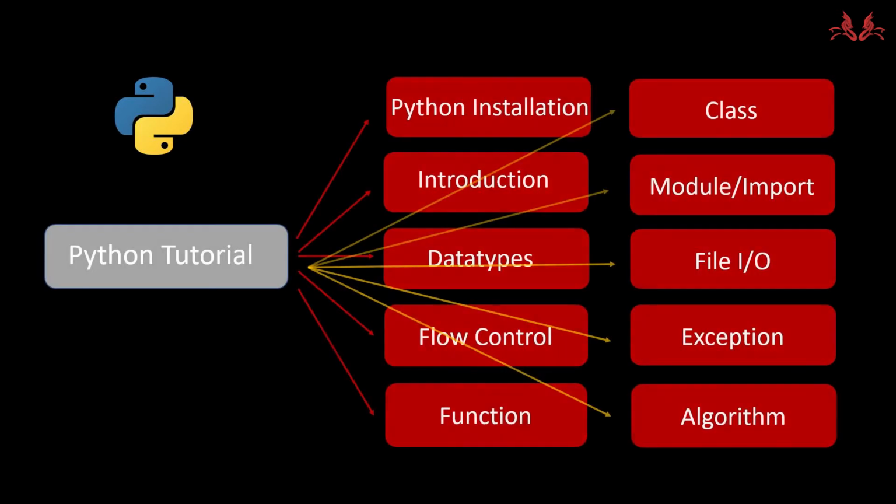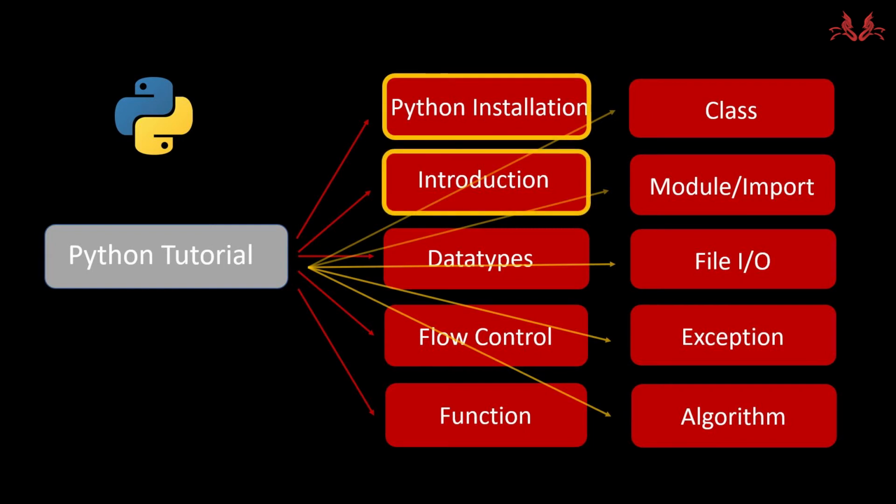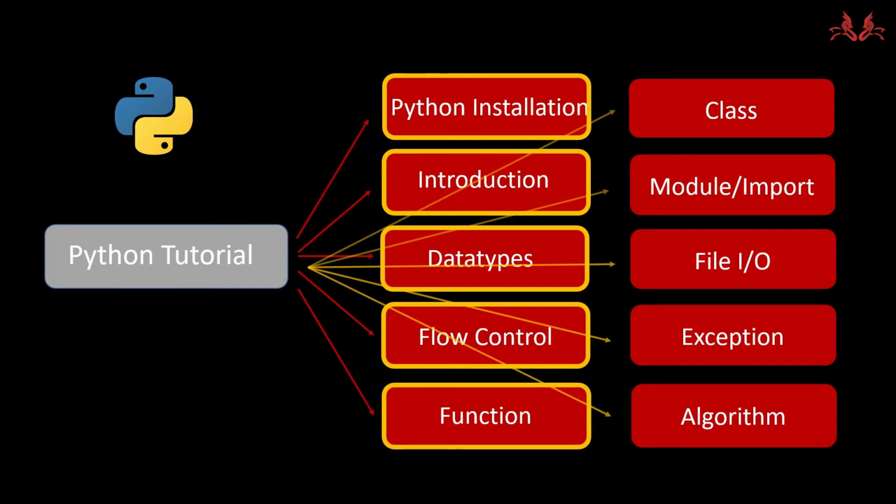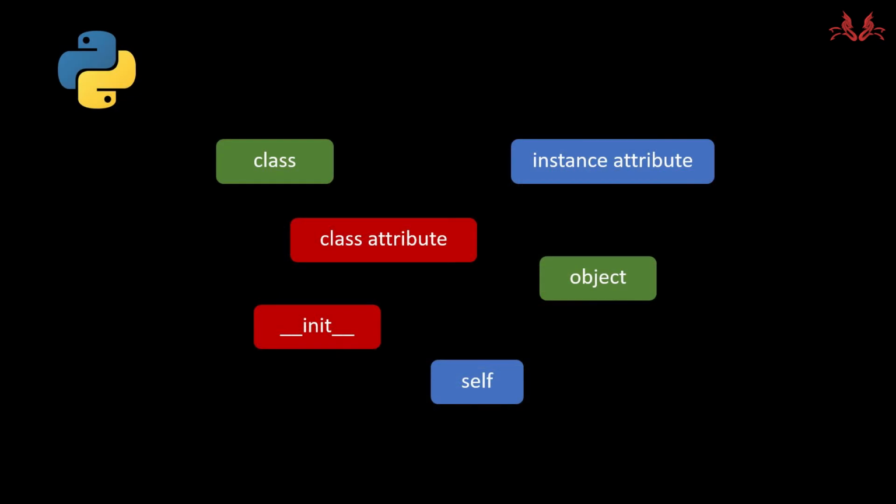In the previous videos we have talked about Python installation, introduction, data types, flow control, and functions, and now we are going to talk about class. Before we talk about the structure of class, let's see these nouns of class: class, instance attributes, class attributes, object, double underscore init double underscore, and self. Alright, let's see the structure of class and what the meaning of these nouns is and how to use them.